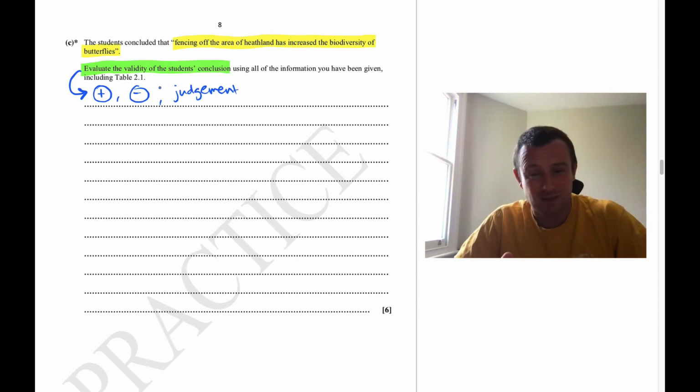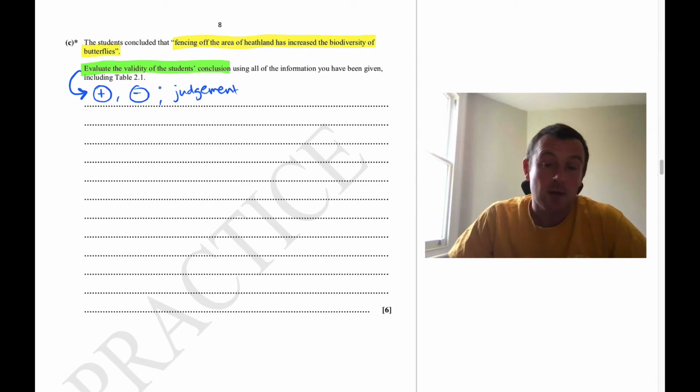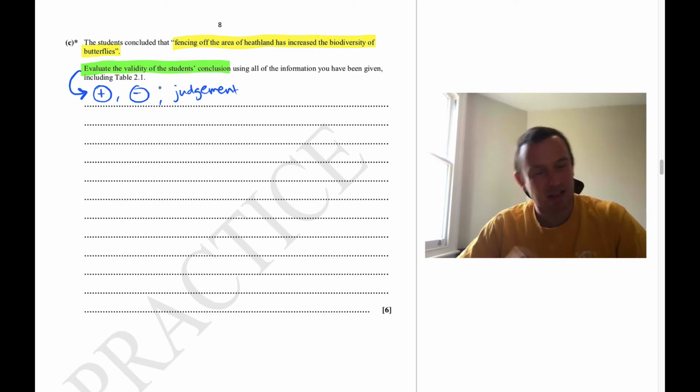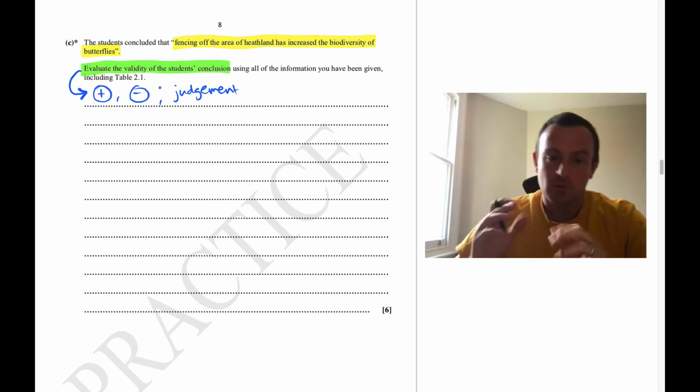They're actually training you to be good scientists here, because if you're a scientist reading a paper and you just glance at it and the scientist says, clearly fencing off increases biodiversity, maybe it sounds good when you just hear it, but then if you go into the data, you might see that actually their methods are flawed and it's not correct. So that's what they're training you to do. Bear that in mind. Pretty much they want you to take down this person's conclusion, but give a bit of positives as well. Right, let's talk about it now.